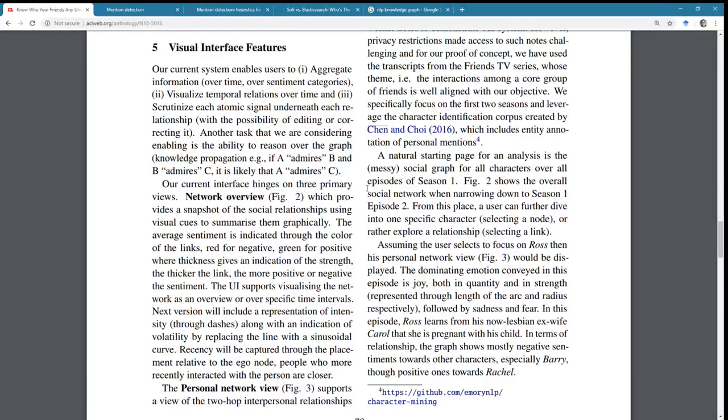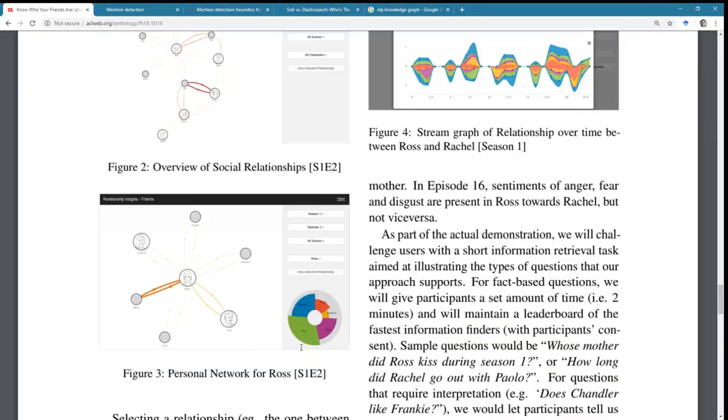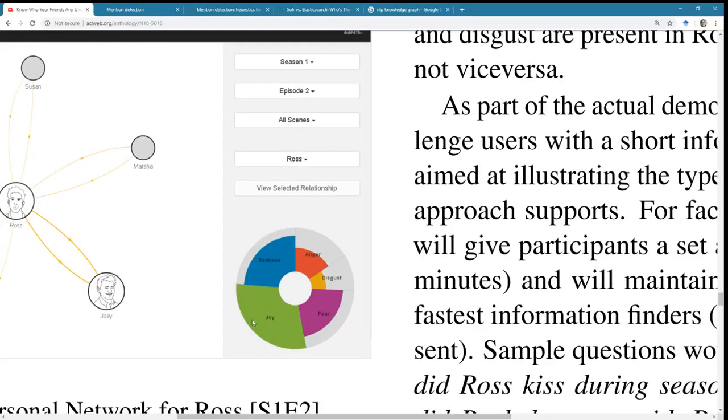Assuming the user selects to focus on Ross, then his personal network view would be displayed. The dominating emotion conveyed in this episode is joy, both in quantity and in strength, represented through length of the arc and radius respectively. Represented through both? So it's not volume. Okay, so earlier when I was like, is it this that shows us the quantity or this that shows us the quantity? It's both, but since you're using both, it looks like volume.